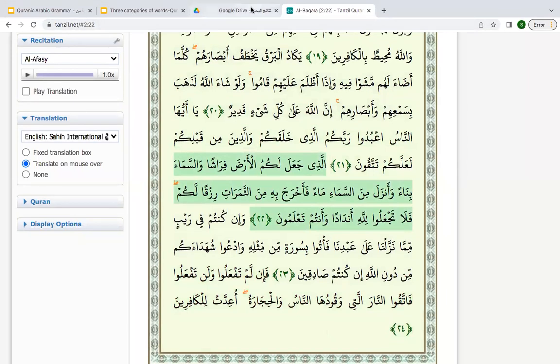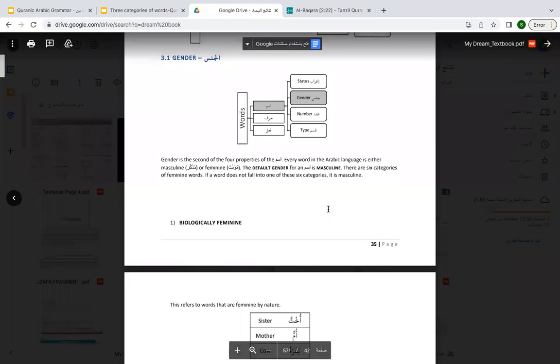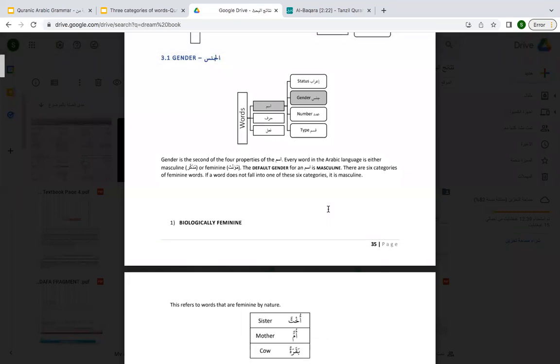Let me take you now to the gender in the dream book, how they have dealt with it. One of the 4 properties of the ism is gender. I started with gender because it was relatively easier compared to the others. The default gender of an ism is masculine. There has to be a reason for a word to be feminine. Who is going to tell me the real feminine, or biological feminine?